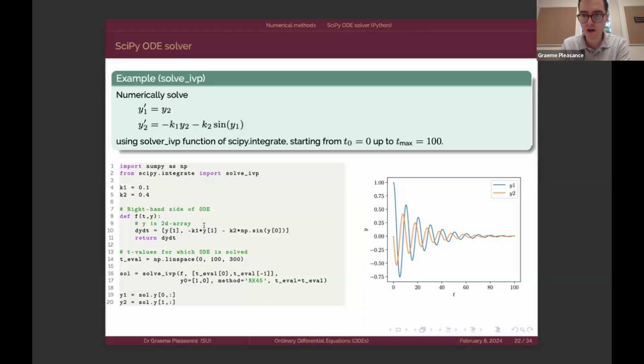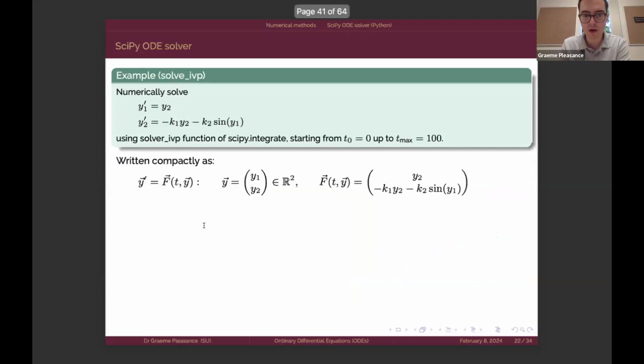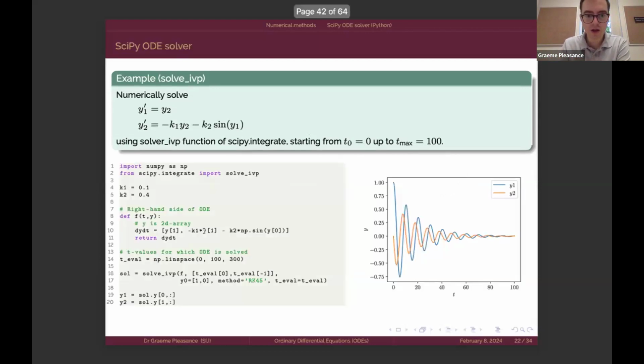So on the previous slide, let me just go back quickly, I showed that you can represent the right hand side of our system of equations in this way. And so now, in order to apply this in the solver function, we also have to write a Python function that outputs a 2D vector, essentially this vector. So that's what I've done here.